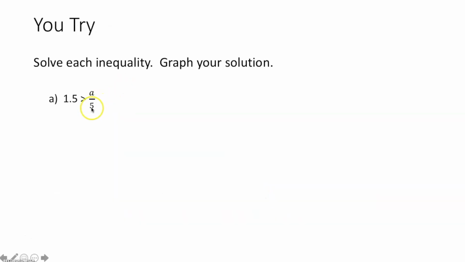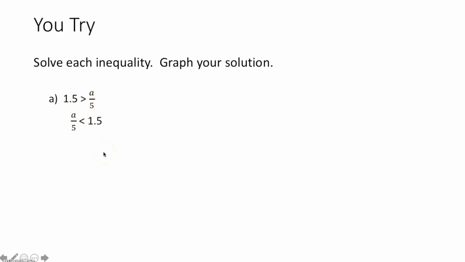You try. Okay, simplify, move, solve. First, can we simplify either side? No, not yet. Next, we need to move our variables to the left. So since we're at the beginning of our inequality and there's only one variable, we just flip the whole inequality. So I'm going to put this a over 5 on the left side, this 1.5 on the right side, and I flip my inequality sign. These two things mean the same thing.